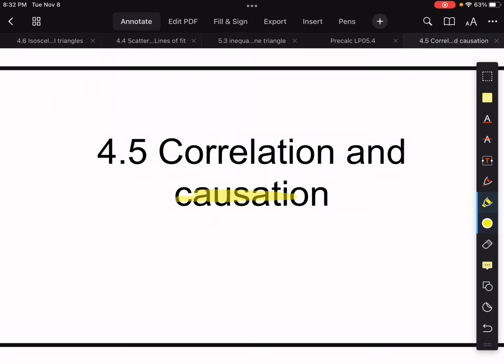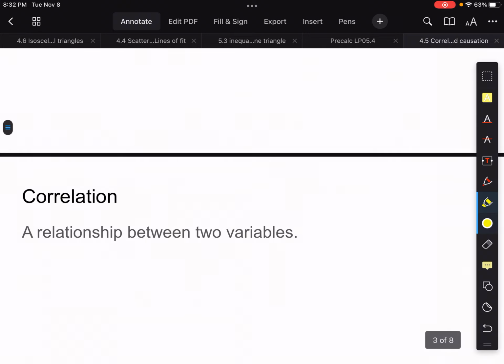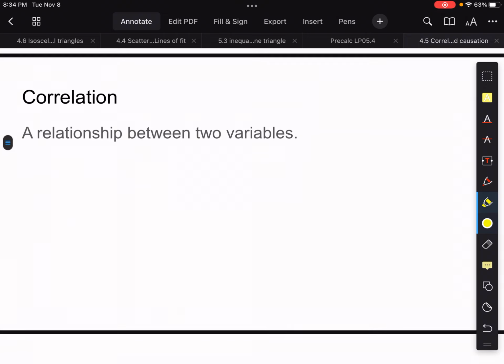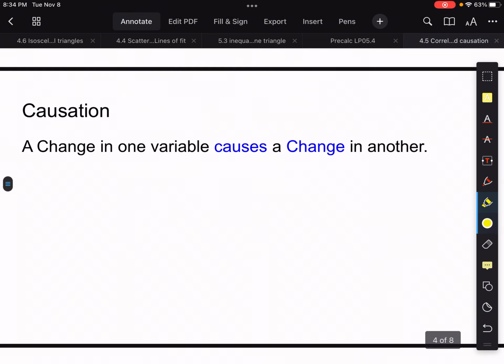So let's cruise into it. Correlations are simply relationships between two variables. We kind of talked about that. So it's a relationship between two different variables. We call it a correlation, and you can see the word relation in the word correlation. So, a relationship between two variables. Make sure that's in your notes.